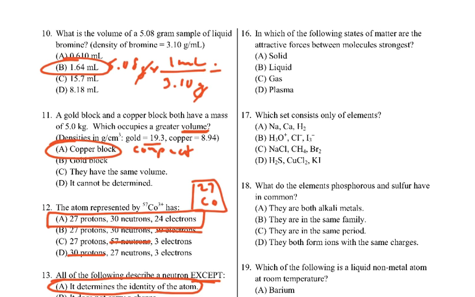16. In which of the following states of matter are the attractive forces the strongest? Okay, solids definitely can be held together more strongly than liquids or gases or plasma. Which consists only of elements? Okay, elements as opposed to ions or compounds. So those have ions, that's got compounds, that has compounds. So the only one that has elements, could be diatomic, is A.